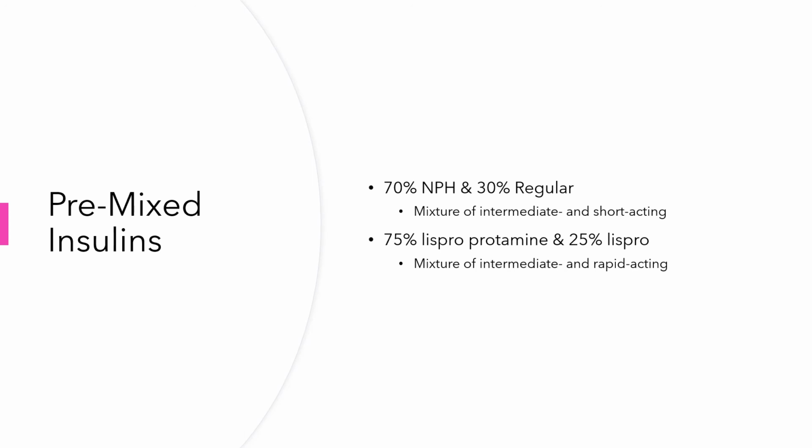Premixed insulin, so this is like that version that I was talking about with 70-30. So this means that 70% of this insulin vial is NPH and the other 30% is regular. So this means this is a mixture of intermediate and short acting, because that's what regular is. Whereas 75-25 is going to be 75% Lispro protamine and 25% rapid acting Lispro. So there's the intermediate and the rapid mixed together.